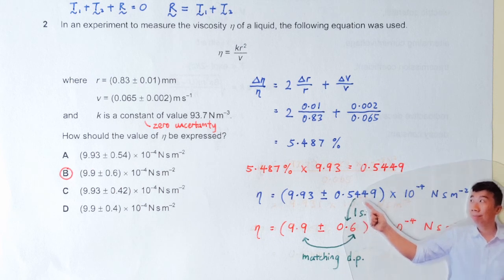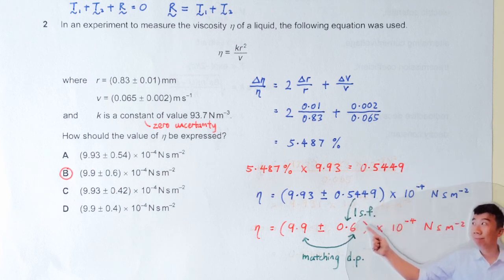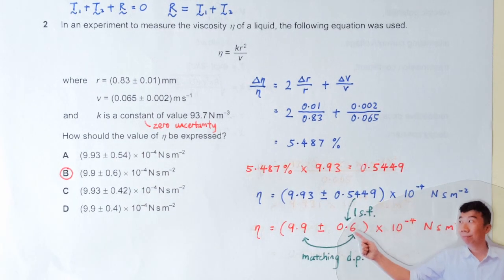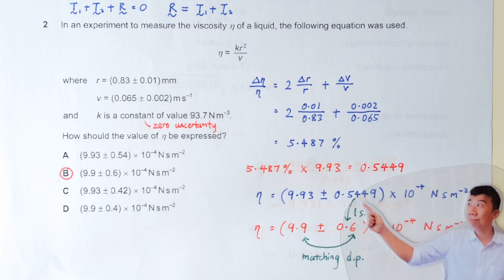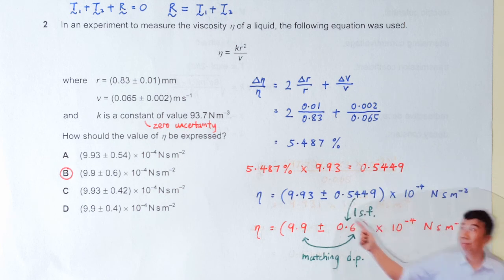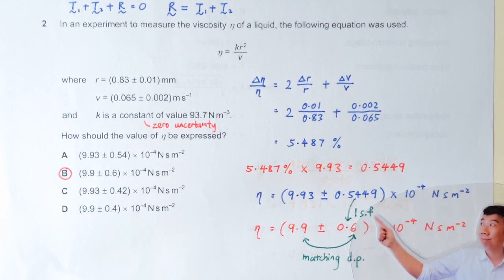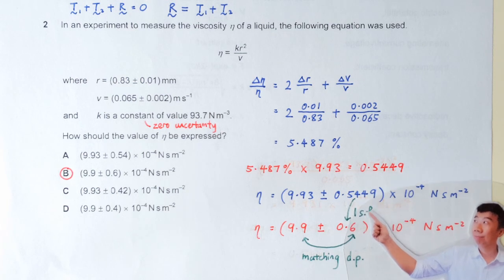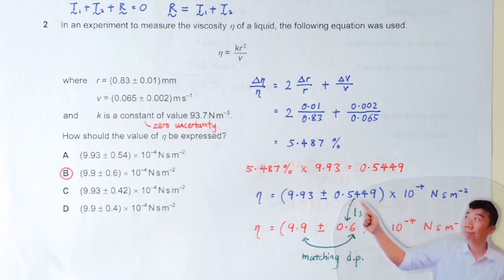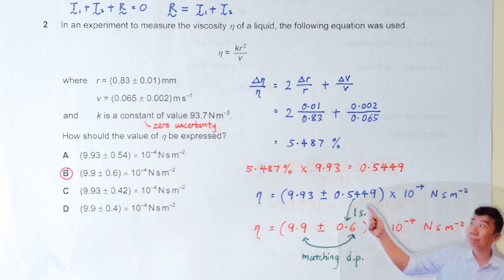But you know, by convention, we always write the uncertainty to only 1 SF. So we round off 0.5449 to 1 SF. I suppose in this case we are being very conservative. So instead of rounding off, which means we usually round it down to 0.5, in this question we chose to be more conservative. So we actually round it up to 0.6. So that's a 1 SF number for the uncertainty.